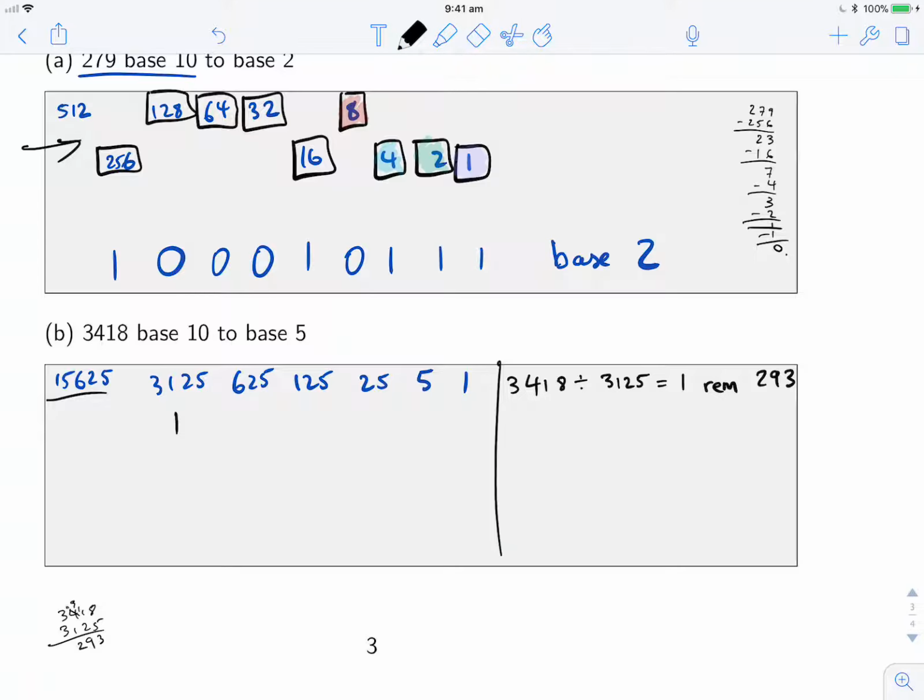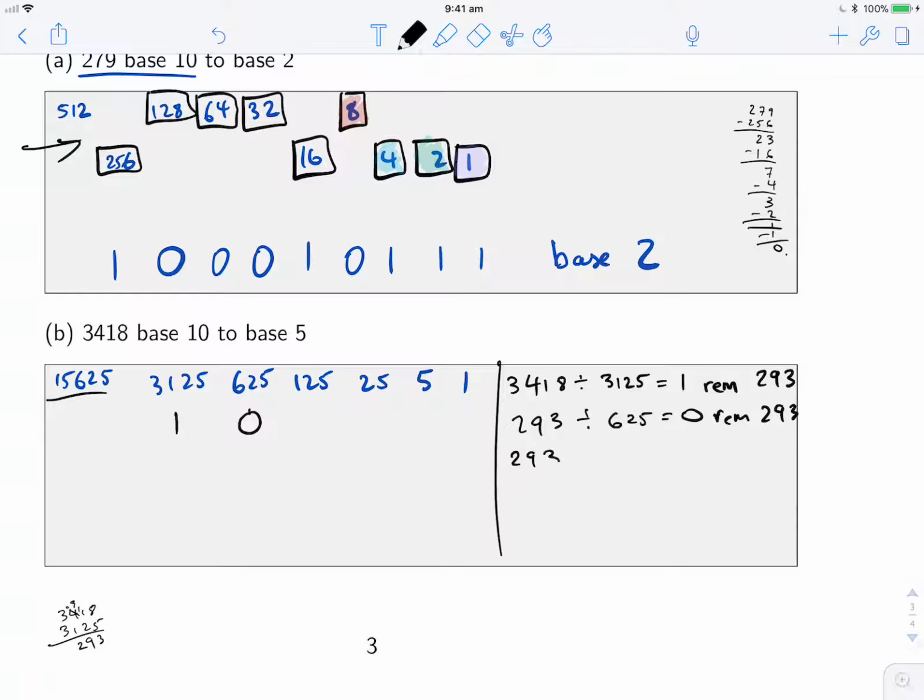Now, the next question we ask is how many 625s do we need? So here we go, 293. How many 625s? And we've got 0. How many do we have left over? The same amount. So we've got 0 left over. So this is kind of what we were doing with the binary case, but it's just a little bit more difficult here because we could have more multiples, but we can move on.